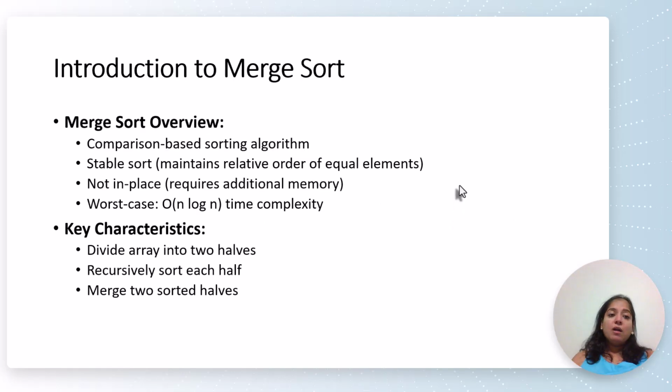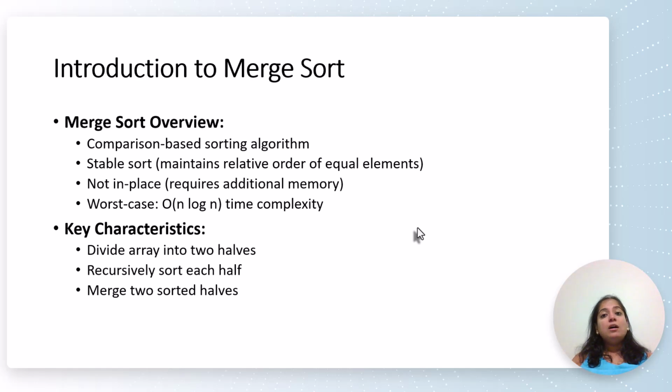If we talk about merge sort, it is a comparison based sorting algorithm in which we compare the elements, because there are also some non-comparison based algorithms in which we do not compare the elements to sort them. But merge sort is a comparison based algorithm, like bubble sort, selection sort, and insertion sort, in which we compare the elements to sort them. It is a stable sort. That means it maintains the relative order of equal elements.